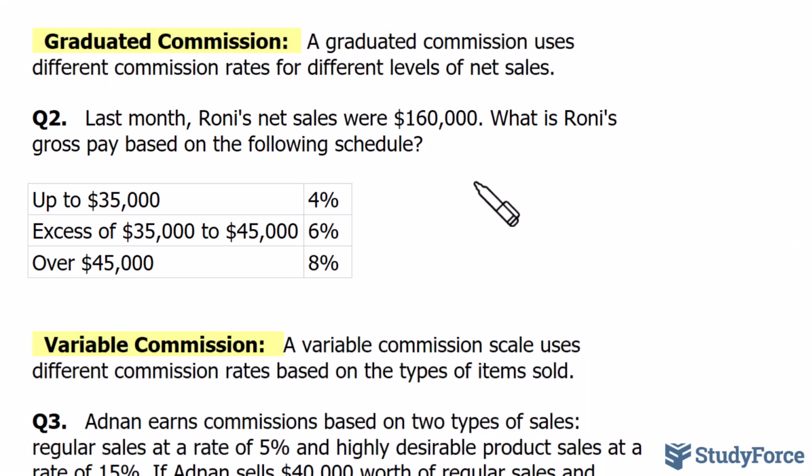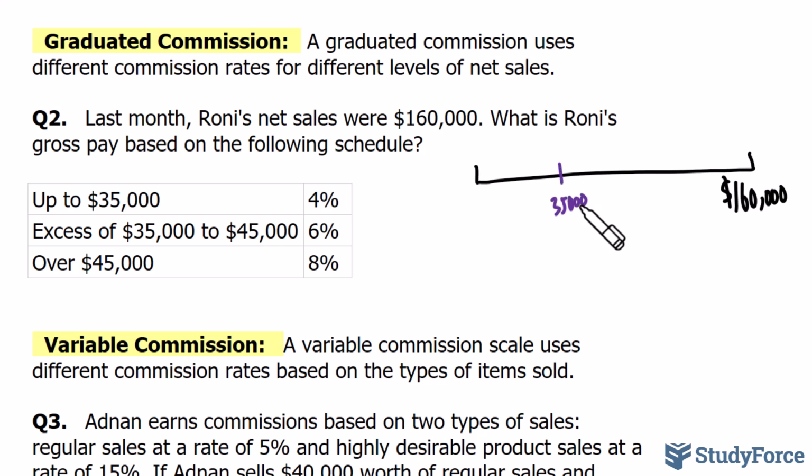To answer this question, I like to use a simple number line. So he has made $160,000 worth of sales, and the first $35,000, let's say up to here, will be 4%. From $35,000 to $45,000, which is this small little pocket, I'll write down $45,000 right next to it, that's 6%. So up to $45,000, there are two tiers of commission. One is 4%, the other one is 6%. After $45,000, leading up to $160,000 is 8%.